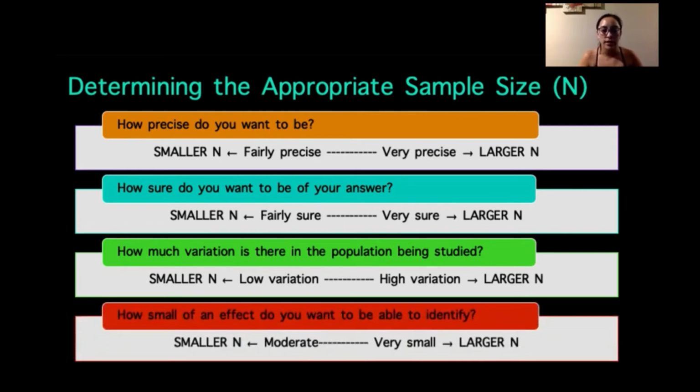The last thing to consider is how small of an effect do you want to be able to identify. The smaller the effect you want to identify, the larger the sample you're going to want to have. The larger the effect, the smaller the sample. So that goes back into how precise you want to be. In this slide, I've linked a YouTube source that explains all of these things pretty well, if you want to watch it as a supplement.